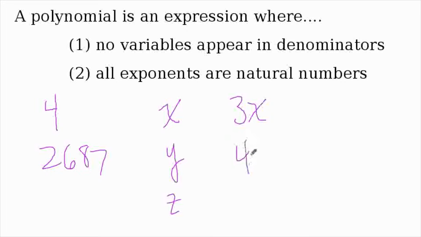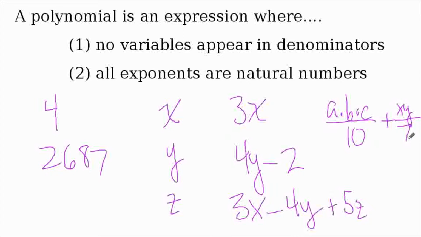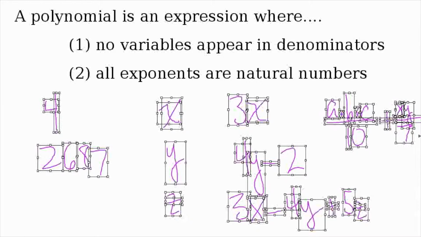You can multiply it by a number and subtract another number. You can even have a bunch of variables multiplied by different numbers, added and subtracted together. You can even have variables multiplied together. So how about a times b times c divided by 10 plus xy divided by 7. All of these are valid polynomials. The ones where I have division are fine because I'm dividing by numbers. Now let's put these aside and give you some examples of things that are not polynomials.